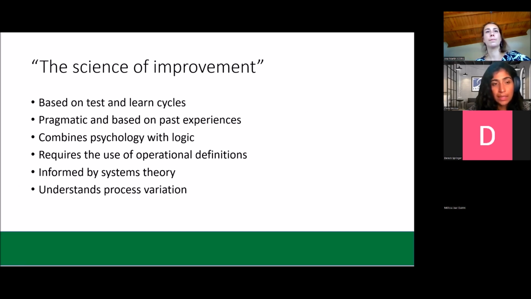Es la ciencia de la mejora basada en ciclos de prueba y aprendizaje, programático y basado en experiencias del pasado, combina un poco la psicología con la lógica, requiere de uso de definiciones operativas, que vamos a ir viendo un poco de todo esto durante la presentación, informado por teorías de sistema y comprende la variación del proceso sobre todo. No es estático, se puede ir cambiando y mejorando según se vayan identificando la necesidad en el camino.